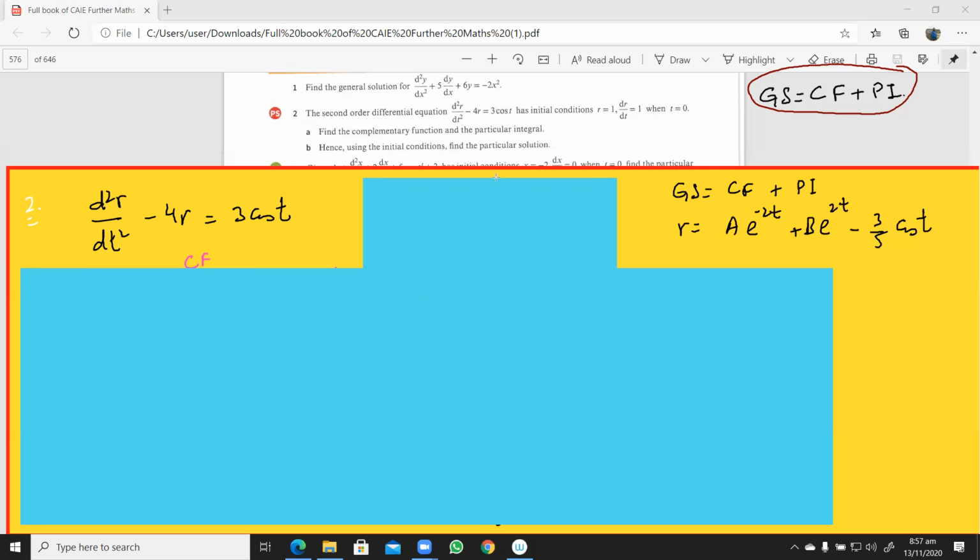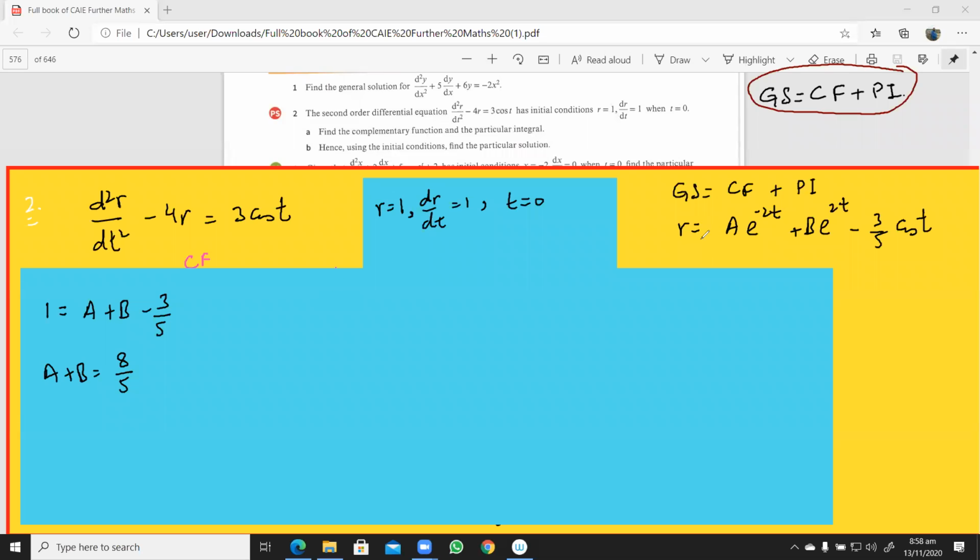So we have been given r is equal to 1, dr over dt equal to 1, and t equal to 0. Let's put t equal to 0 and r equal to 1 into this equation. So I have 1 is equal to a plus b minus 3 over 5. So a plus b is equal to 8 over 5. That is one of the equations.